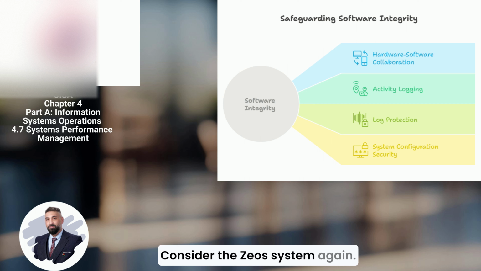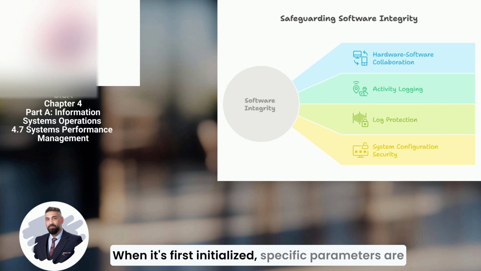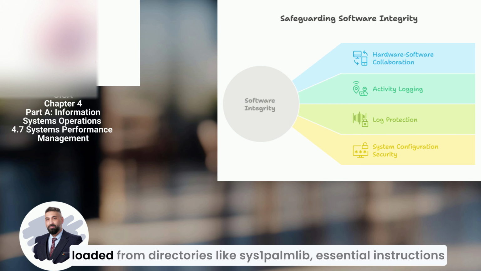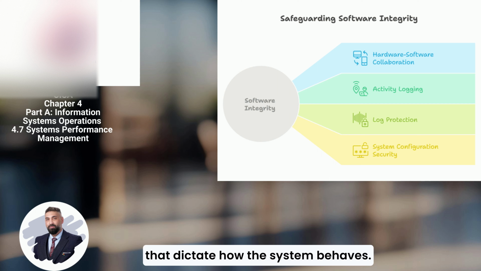Consider the z/OS system again. When it's first initialized, specific parameters are loaded from directories like cis1.parmlib, essential instructions that dictate how the system behaves. If these parameters are altered or left unchecked, it could spell disaster.